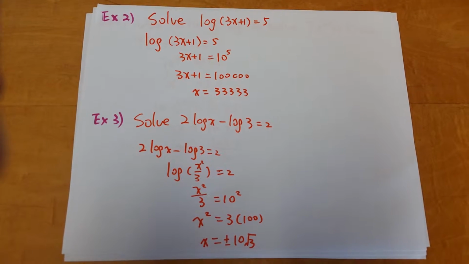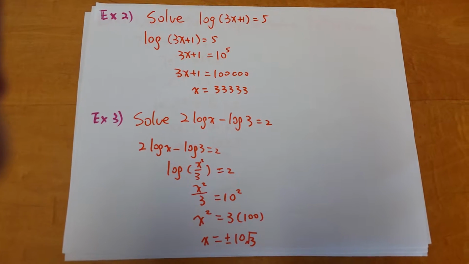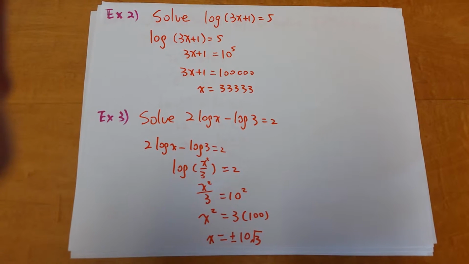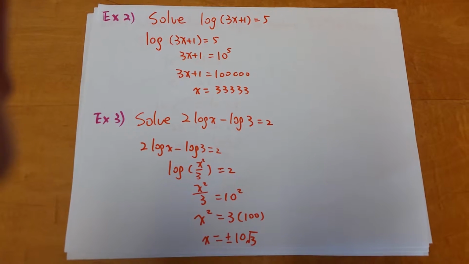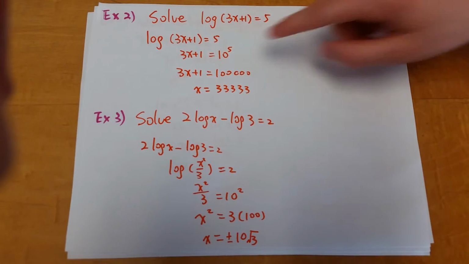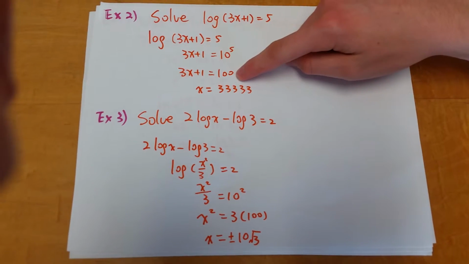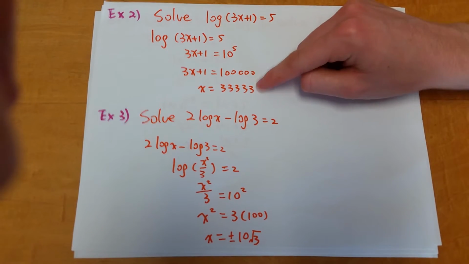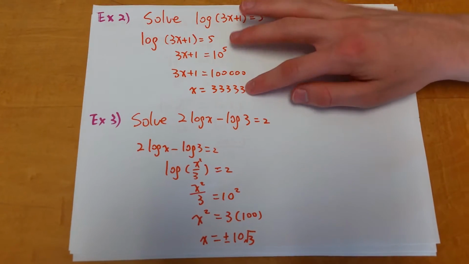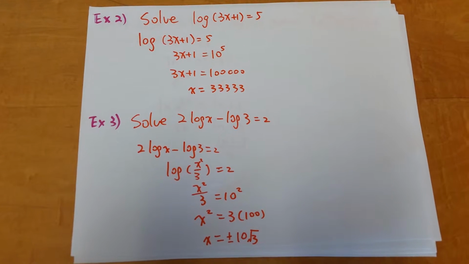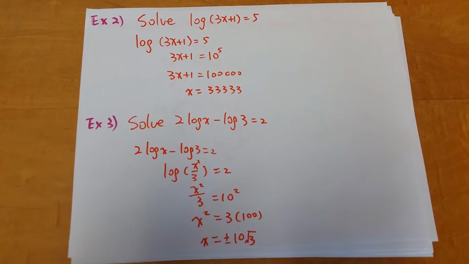Okay, so first we can try rewriting this as an exponential. So that means that 10 to the power of 5 equals 3x plus 1. We can obviously calculate this, which gives us this statement. We then subtract 1 from both sides and divide by 3, and we get that x equals this. Okay, let's try this other problem.